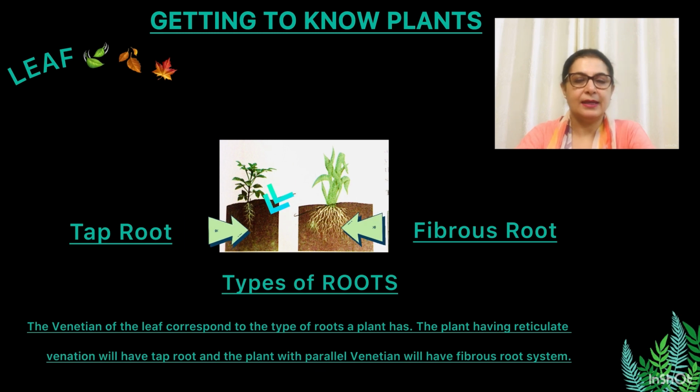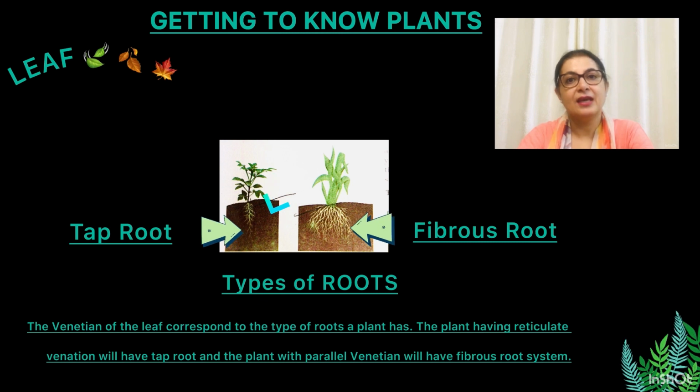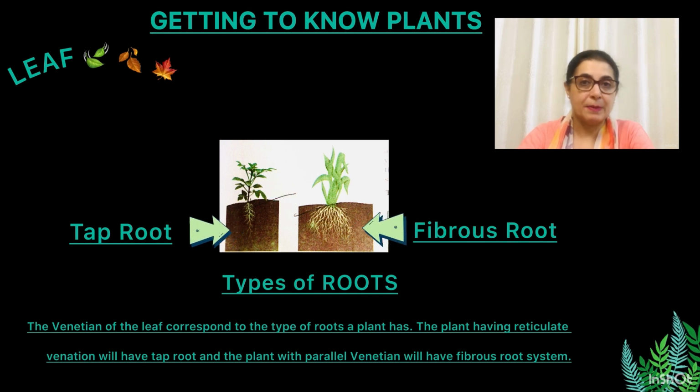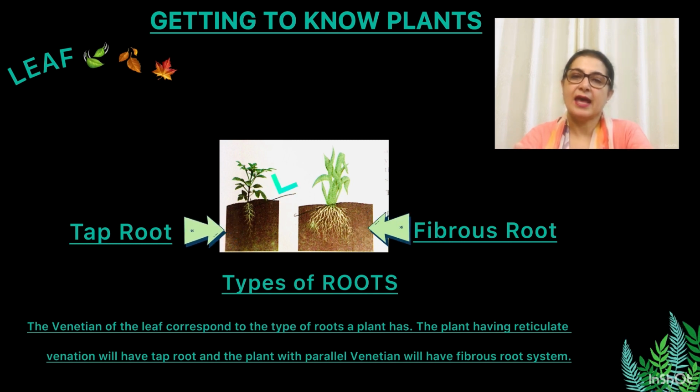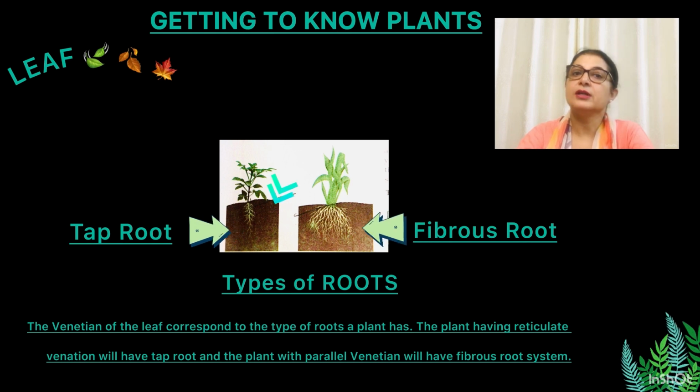Also remember another thing, that the kind of arrangement that the veins have in the leaf also corresponds to what kind of roots they will have. Remember that the plants which have parallel venation in the leaves will have a cluster of roots, and that is known as the fibrous root system. On the other hand, those which have the reticulate venation or the network-like venation in the leaves, those plants will have a simple root which is known as a taproot.